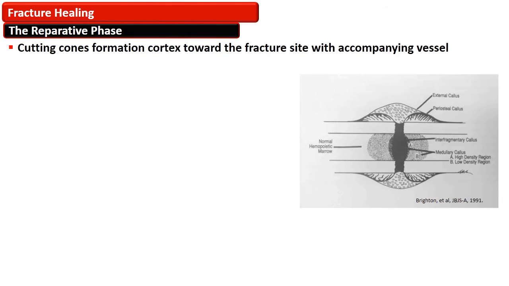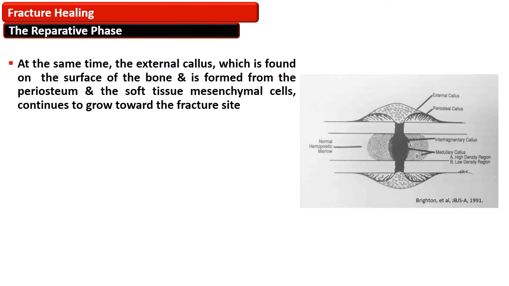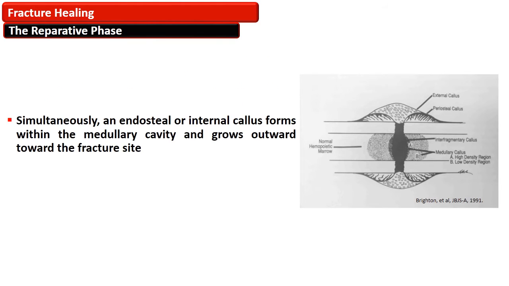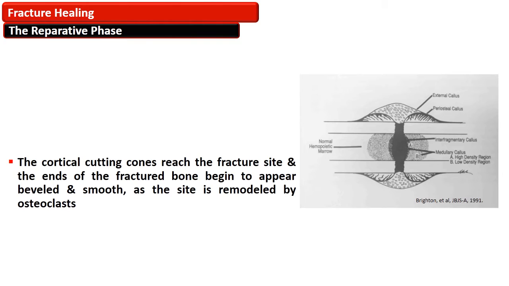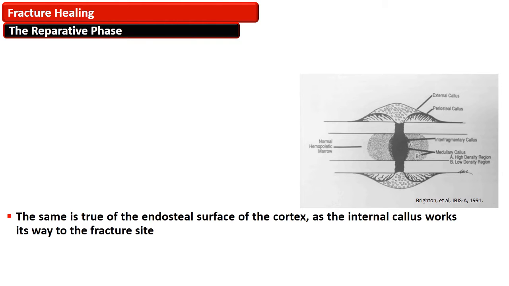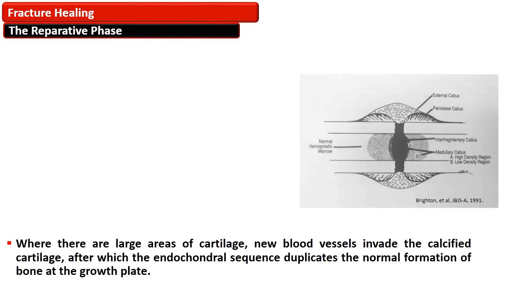In reparative phase, the osteoclasts form cutting cones that move into the cortex to the fracture site, and these cutting cones have a new vessel also, which is responsible for supply of nutrients and pluripotent cells to this environment. At the same time, the external callus formed from the periosteum and differentiation of the mesenchymal cells continues to grow toward the fracture site. So does the endosteal callus. They reach the fracture site, and the end of the fracture fragment starts to appear smooth. When there is a cartilage area, the new blood vessel invades the calcified cartilage, after which there is duplication of the endochondral sequence of normal bone formation at growth plate.